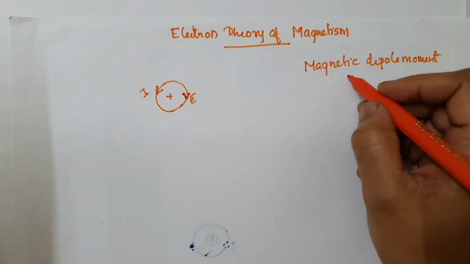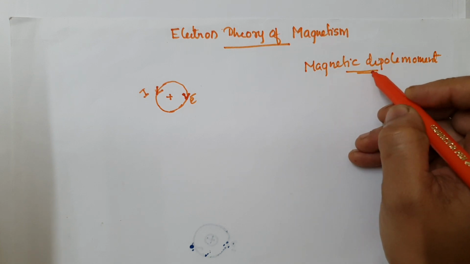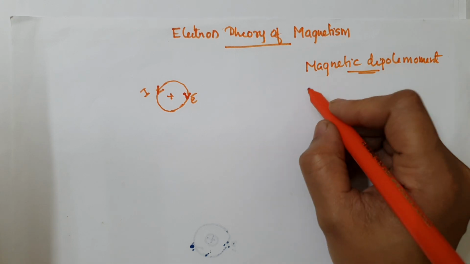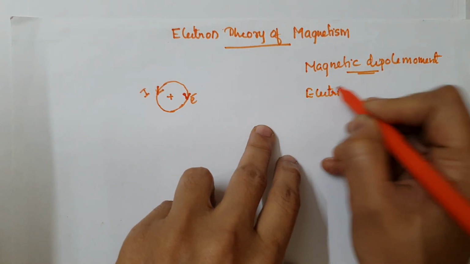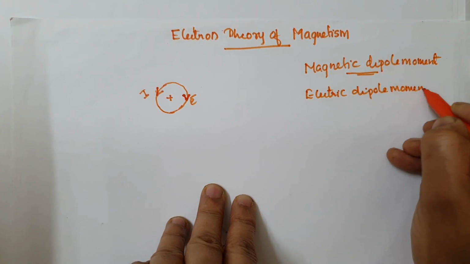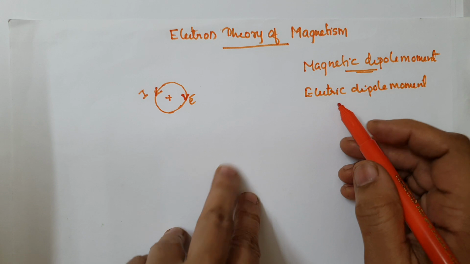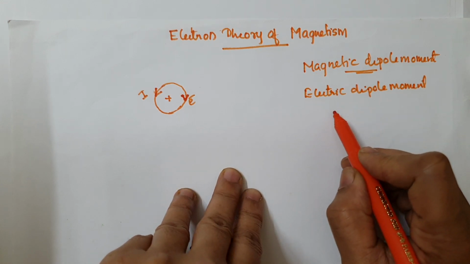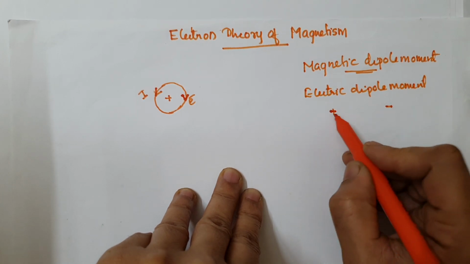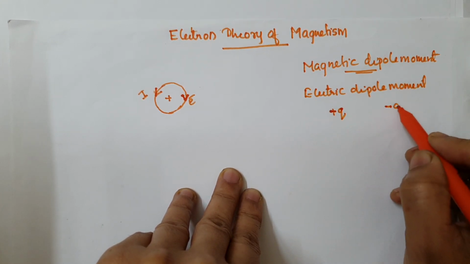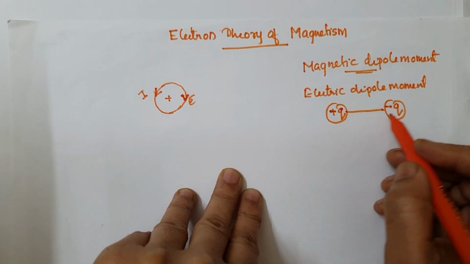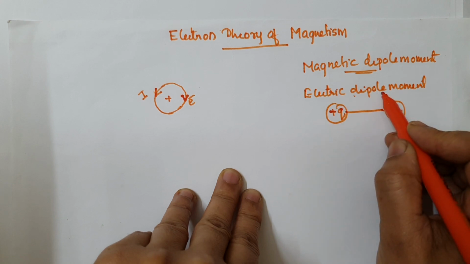We have to find out what the magnetic dipole moment is. We are familiar with the term electric dipole moment. For the electric dipole, we take two charges, a positive charge and a negative charge. Suppose it is a plus q charge and this is a minus q charge, and these two charges separated by a distance form an electric dipole.